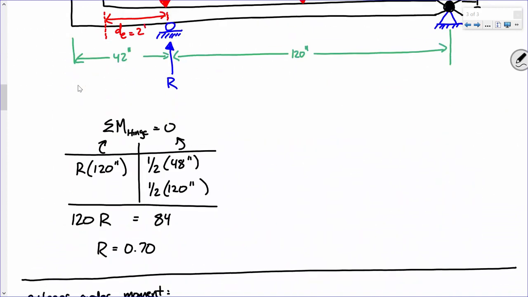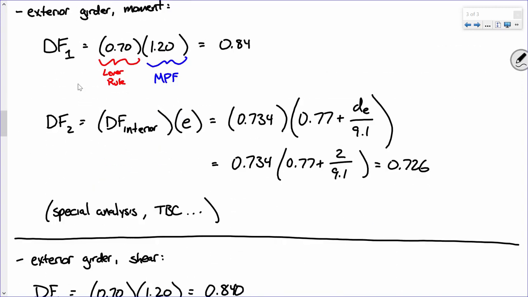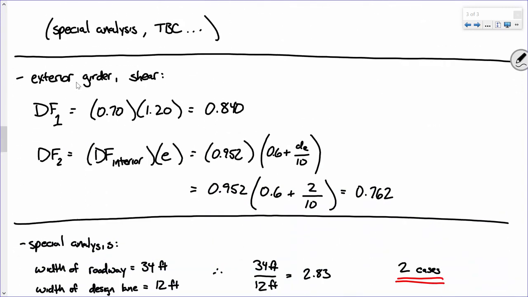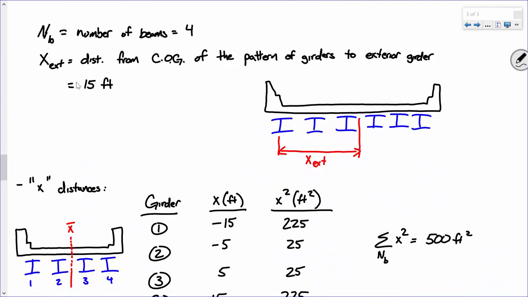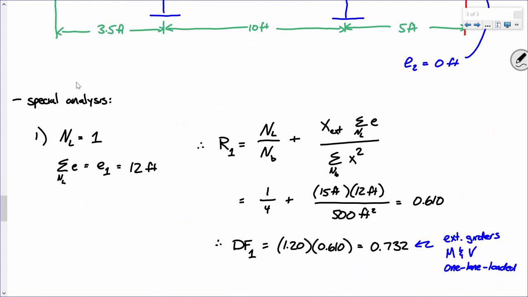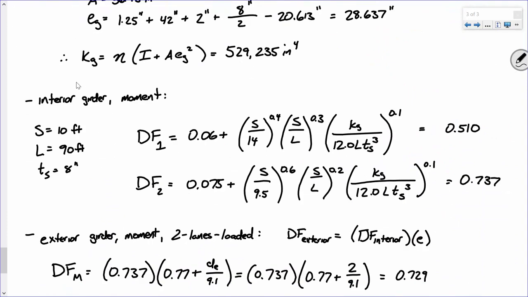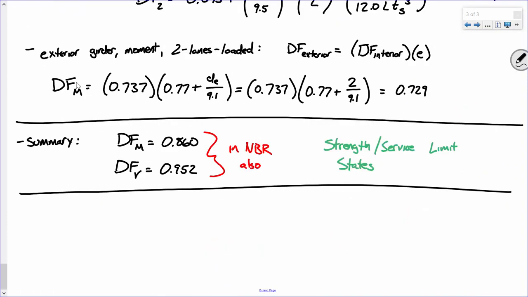we're looking at moment. 0.84, right? Distribution factor, exterior girder, one lane loaded. Special analysis, was that 0.732? Right? And that's probably it, right? 0.51. So the largest one we got was 0.84, right? That's the largest one for one lane loaded.